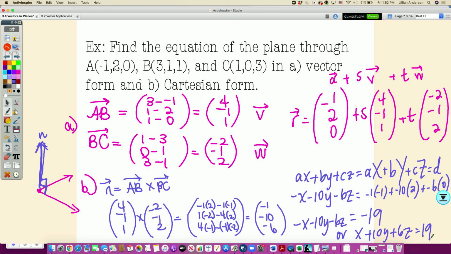And so that's how we can write vector equations of a plane when we're not given the actual vectors. We actually have to find them ourselves.